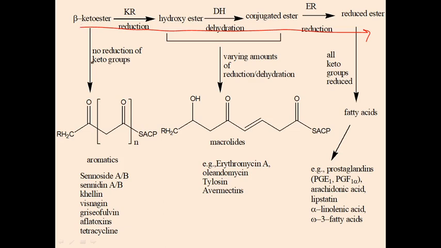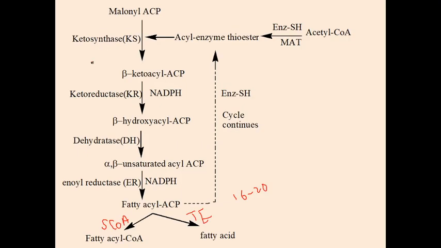We can better explain this from this. Let's see here. First forms beta ketoacyl ACP. Normally this reaction goes as it is. Beta ketoacyl ACP forms, beta hydroxy forms, unsaturation is there, and then saturated fatty acid. Normally it goes like this.